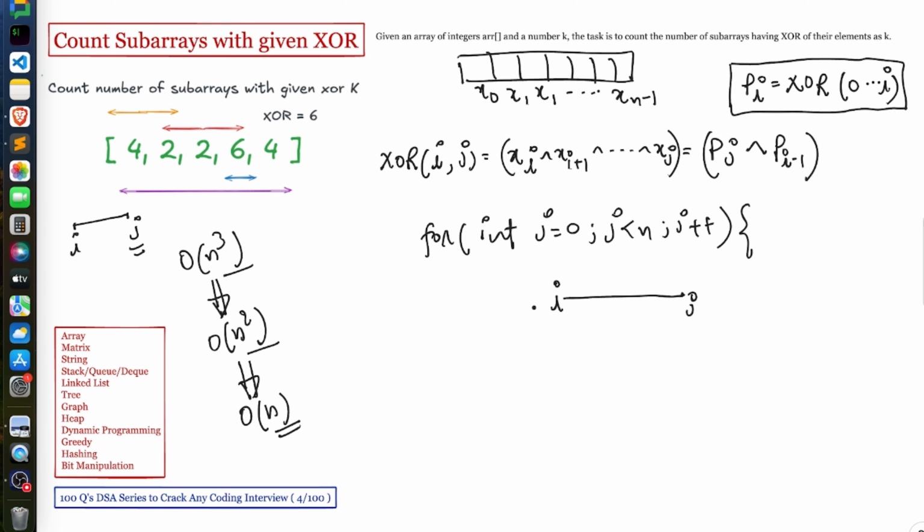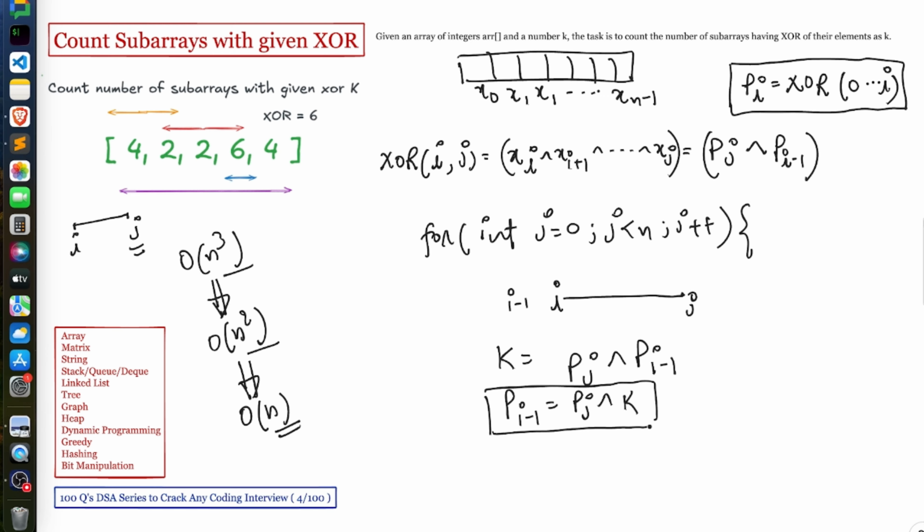So let's say this is index i, and this is index i minus 1. The XOR value of all the numbers from index i to j must equal k. So can we write k equals pj XOR pi minus 1, right? If you do XOR with pj on both sides, you would get pi minus 1 equals pj XOR k, right?